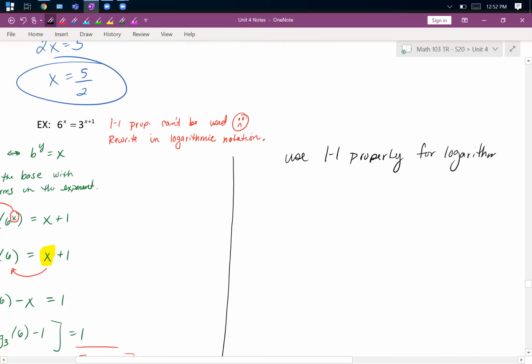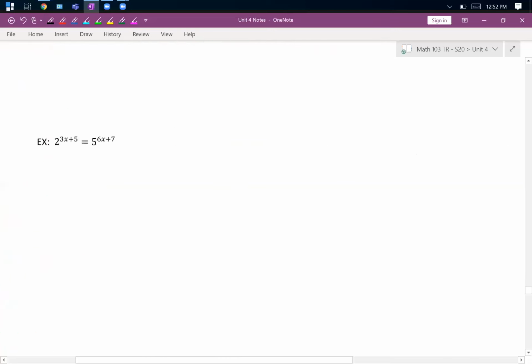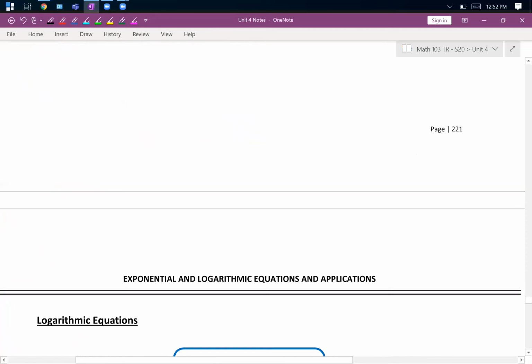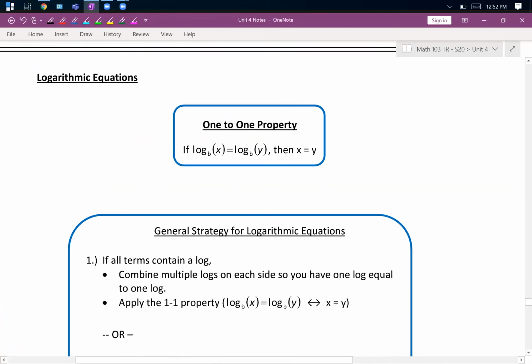So I'm going to scroll down here to where our one-to-one property for logs is. Our one-to-one property for logs says that if log base b of x is equal to log base b of y, then x has to be equal to y. So if you have one log equal to one log, if their bases are the same, then their arguments have to be the same as well.